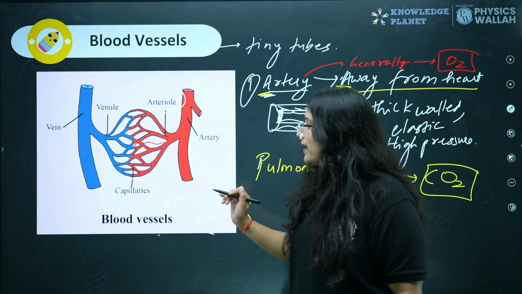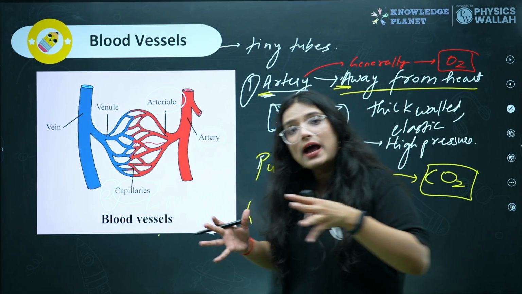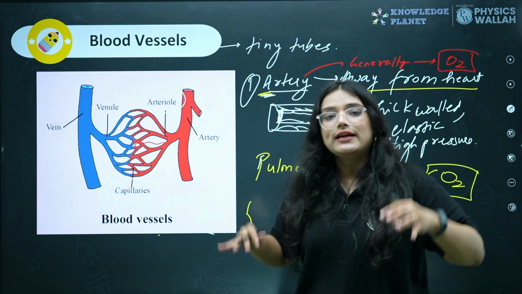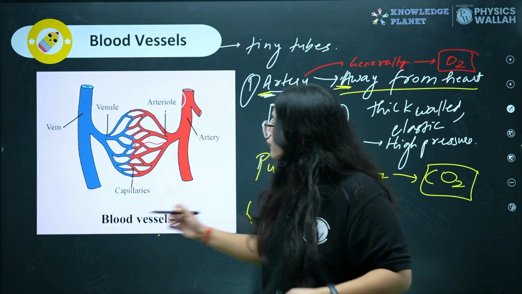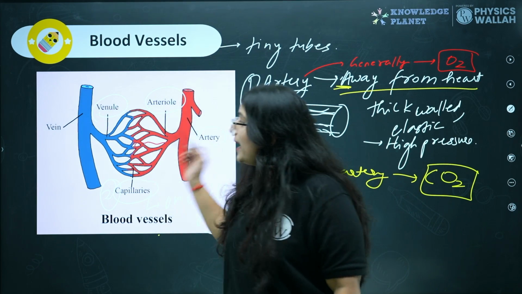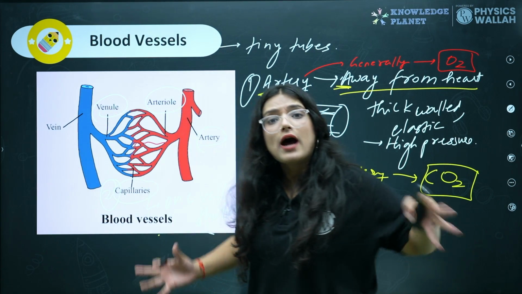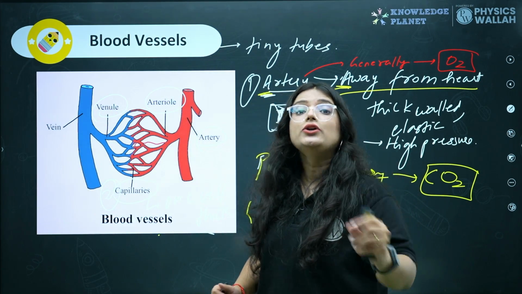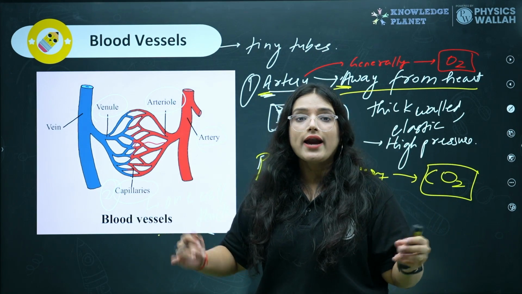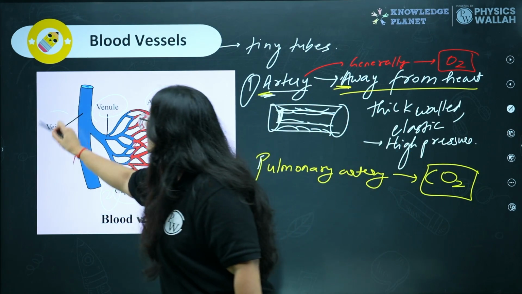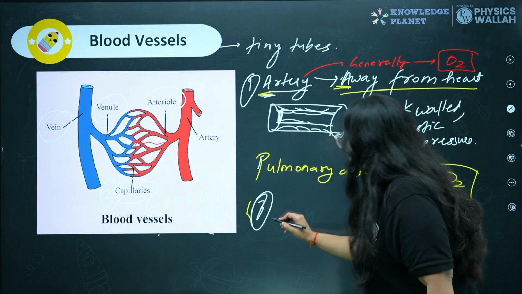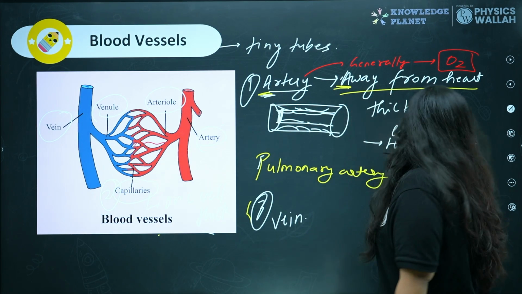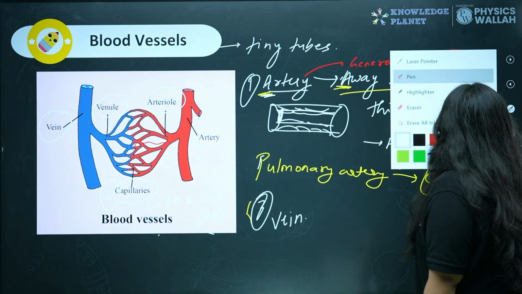Then the capillaries will start branching together. The capillaries which contain the waste products will join to form the venules, and then these venules will join together into the superior, or you can say the ultimate, vein. So the third type of blood vessel is the vein. How do we define a vein?